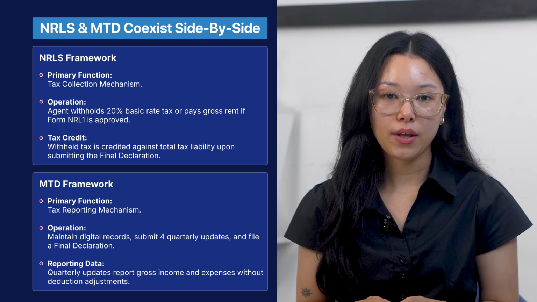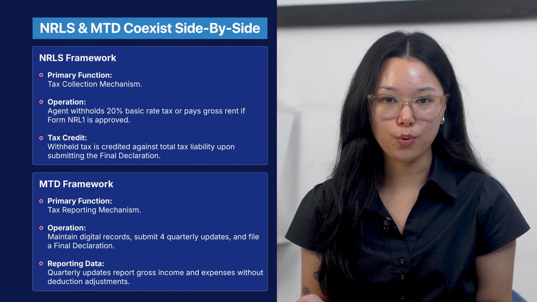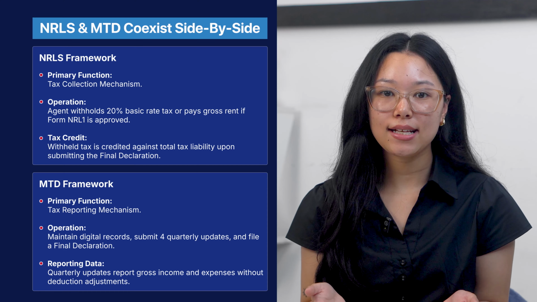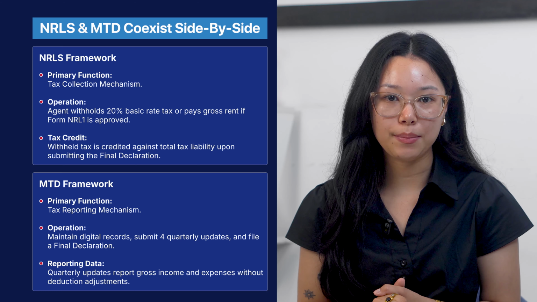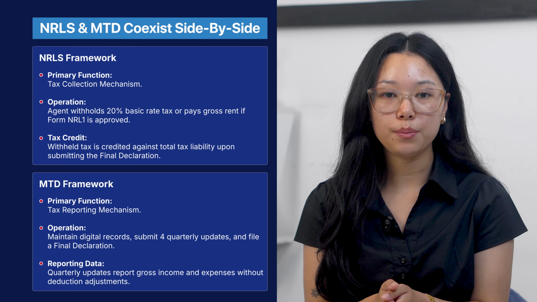Think of it this way. The NRLS is how the tax gets collected, MTD is how it gets reported. Both apply. Where tax has been withheld, it's credited against your liability at the final declaration. Your quarterly updates just report gross income and expenses with no adjustment for the deduction.